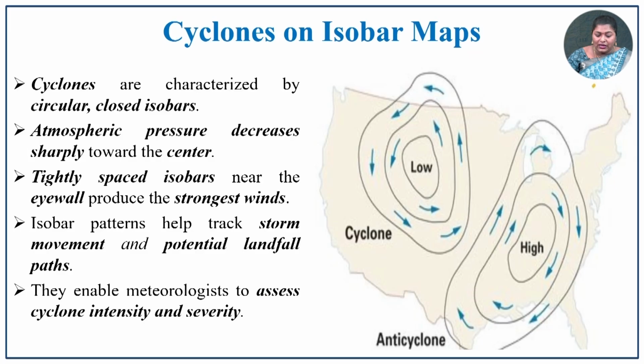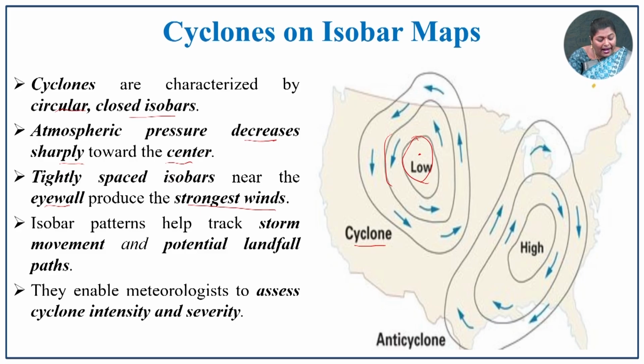Cyclones on the isobar map. How are cyclones identified? Cyclones are characterized by circular and closed isobars. You can see here the pattern in cyclones, and the atmospheric pressure decreases sharply in the center. So, in the center there will be decreased atmospheric pressure. The tightly spaced isobars near the eye wall produce a strong wind. Each and every cyclone has an eye, where there will be tightly spaced isobars.